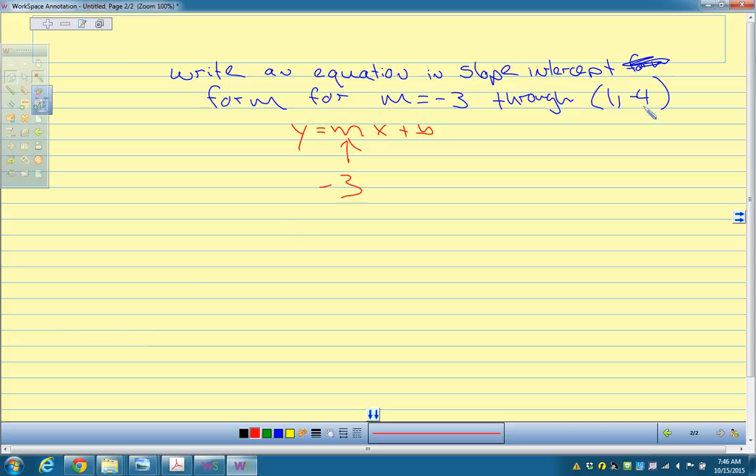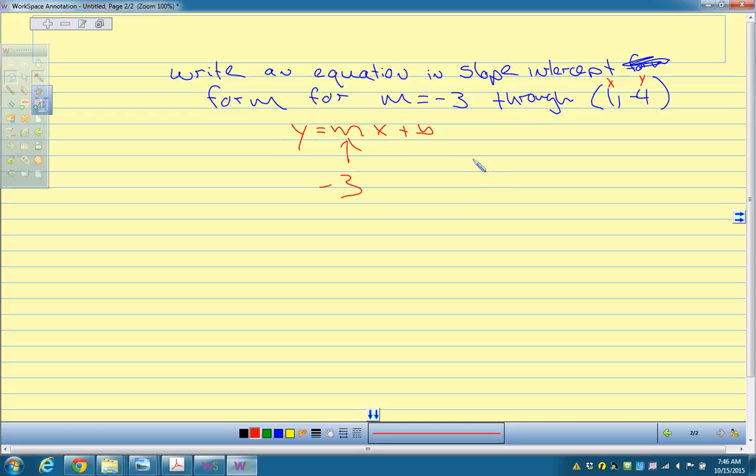It's not -4. Do you know? Have you ever done this before? Okay. So to find b, what you have to do is plug in this point for x and y. Okay? So I'm going to plug in this point. This is y. This is x. And I'm going to solve this equation for b.